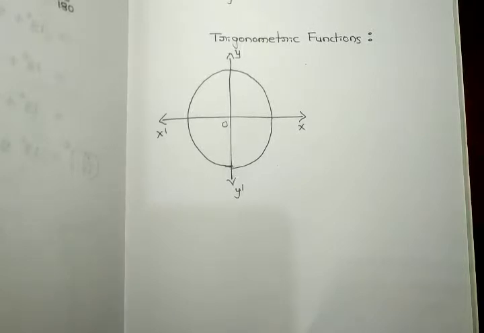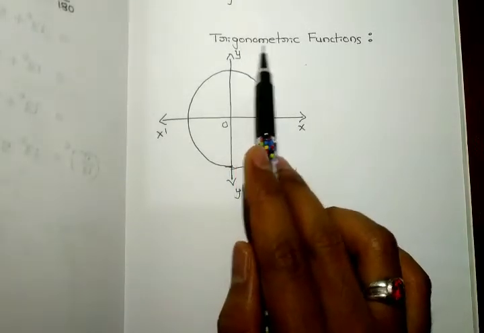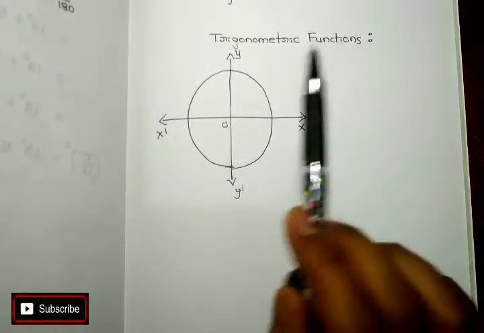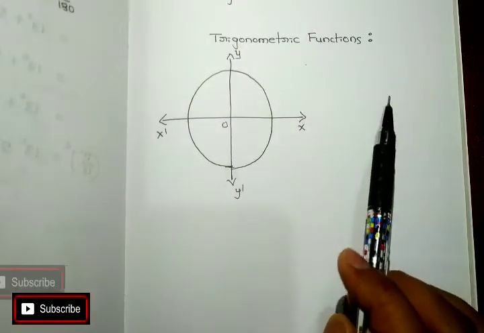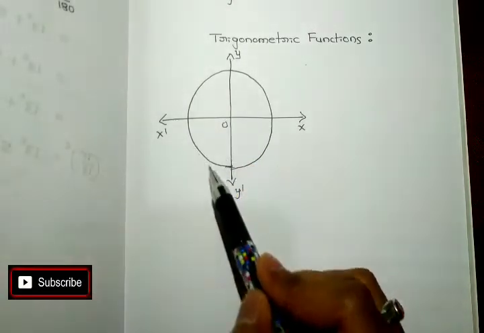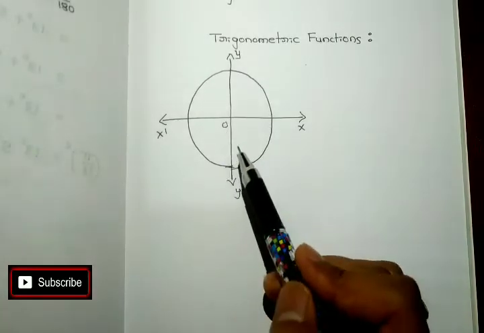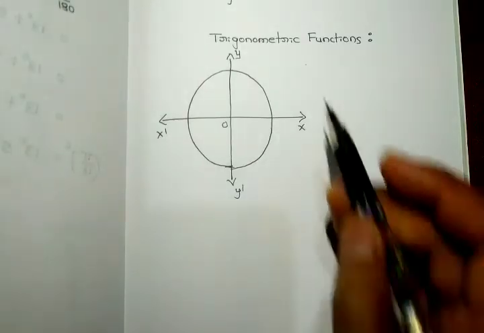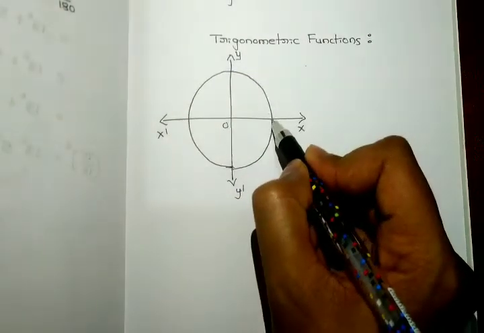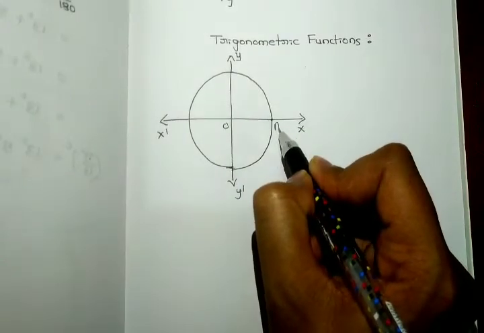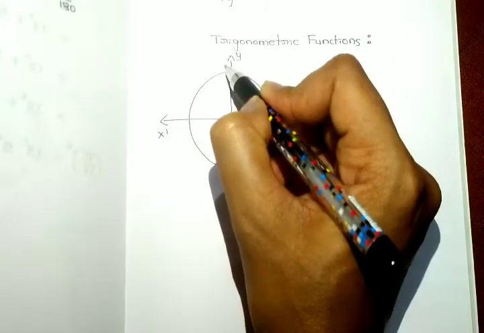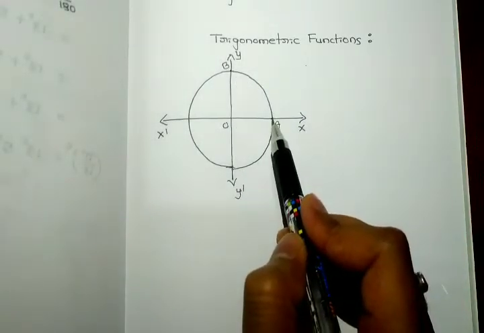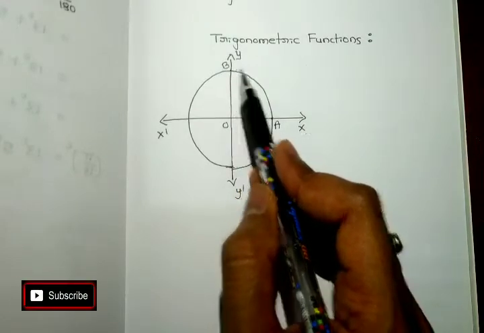Hello everyone. In this video we will see trigonometric functions. If you want to define the 6 trigonometric functions, first we will consider one circle. This is the circle with center O and radius R. Next, this circle cuts the x-axis at the point A and the y-axis at the point B.